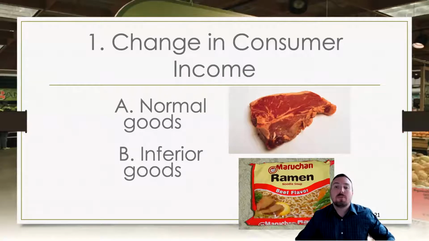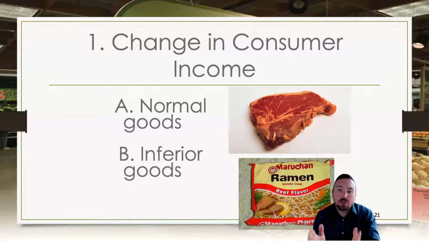So in this video, we're going to talk about changes to demand or shifting the demand curve. And the first shifter that we'll look at is a change in consumer income. So changes in consumer incomes can affect demand, can shift demand. And it really depends on the type of good that we're looking at.